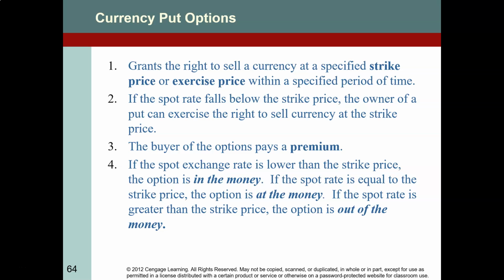The other kind of option is called a put option. It grants the right to sell. Okay, instead of buying, it gives the buyer, the put buyer, the right to sell a currency at a specific strike price or exercise price within a specified period of time. If the spot rate falls below the strike price, the owner of a put can exercise the right to sell currency at the strike price. Okay, we wish the spot rate would be lower than the strike price, so we can buy at the lower spot rate and sell at the higher strike price, so we can exercise the put to make a profit.